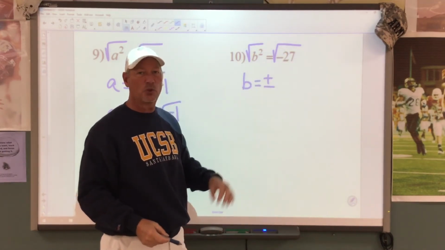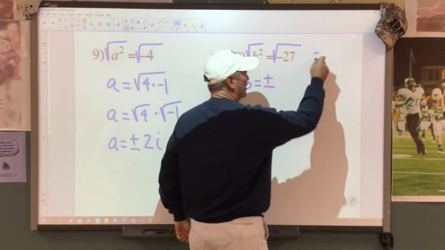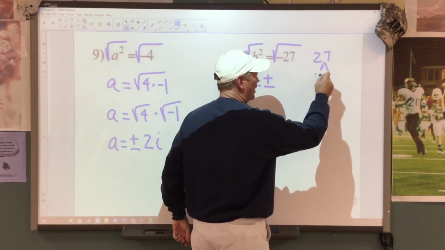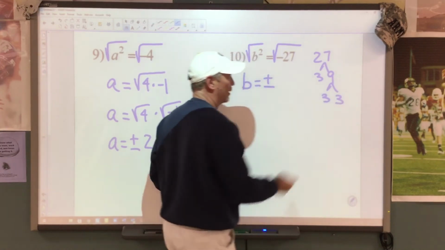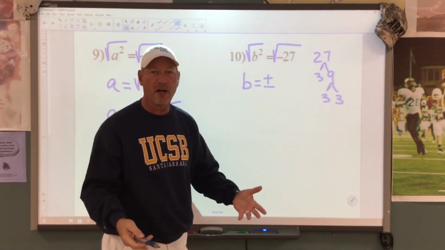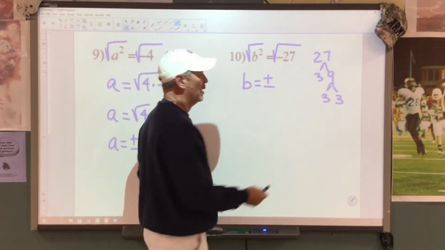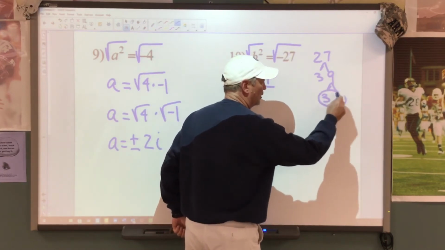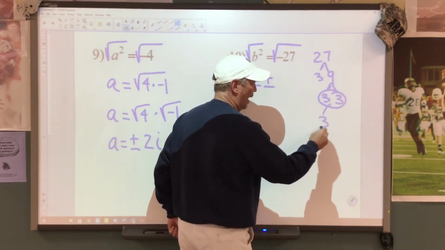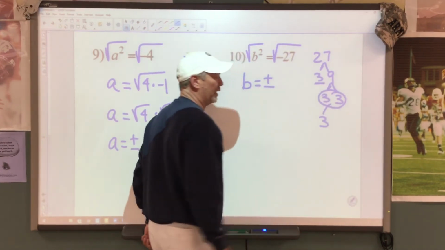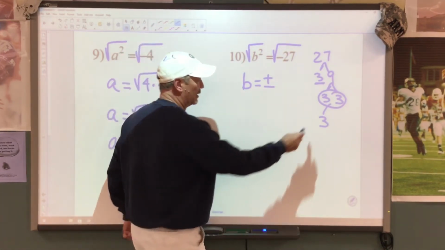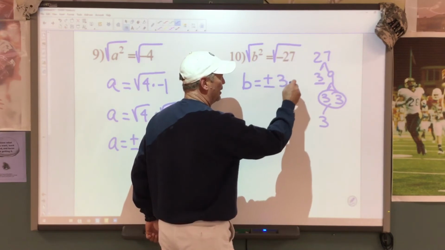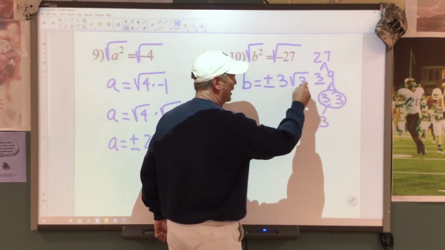So we're going to break down the 27. The 27 breaks down as 3 times 9, as 3 times 3. We're looking for pairs, because we've got to have pairs to come out. So here's a pair of 3's, so a 3 gets to come out, but a 3 also stays inside. So this gives me 3 on the outside and the square root of 3 on the inside.